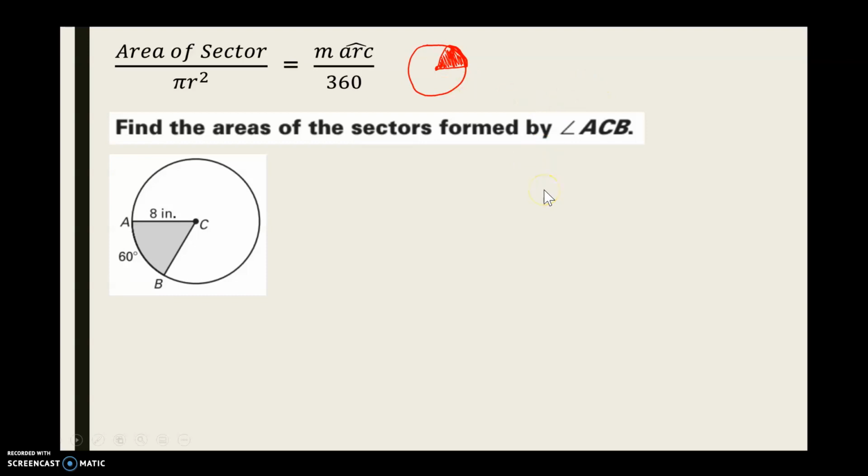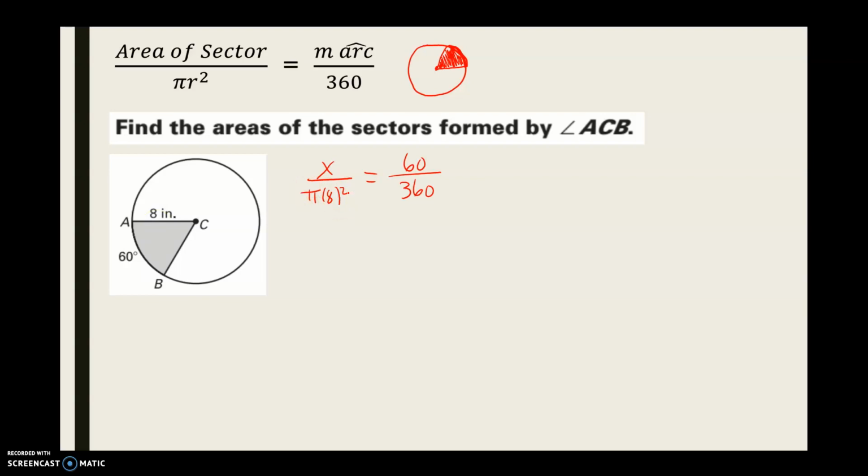I want to figure out the area of the sector that is formed by angle ACB. So I want to figure out what this colored in portion is. I want to figure out what that area is. So setting this up, I know that I'm going to have 360, and the measure of that arc is going to be 60. I'm asked to find the area of the sector, so I don't know what that area of the sector is. And then on the bottom, it's going to be the area of the whole thing, which is pi r squared. They're telling me my r here is 8. So I'm going to get pi times 8 squared.